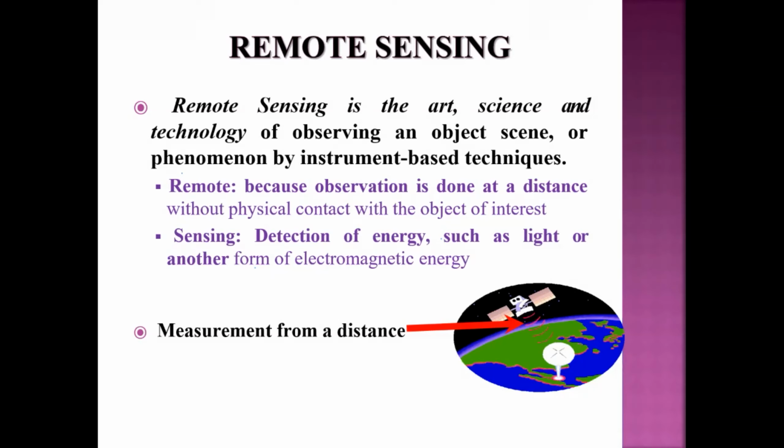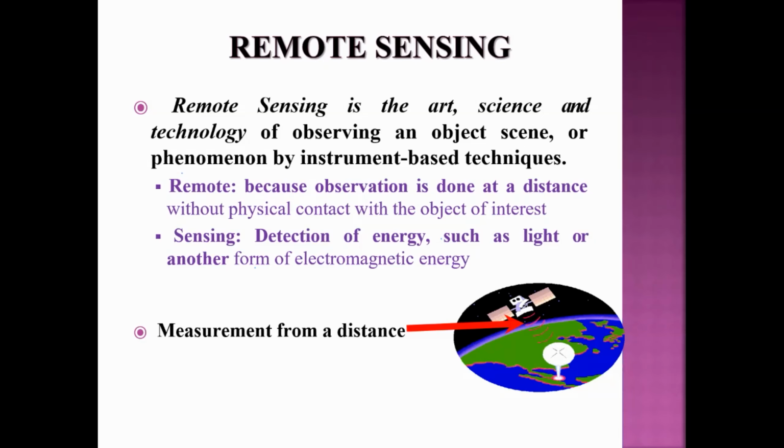In our home appliances, for the TV and other things, we use a remote. Why is it called remote? Because it is used from a distance. We give the instructions and it works, so it is called remote. And sensing is the detection of energy. So remote sensing is basically acquisition of data from a distance, not with physical contact.